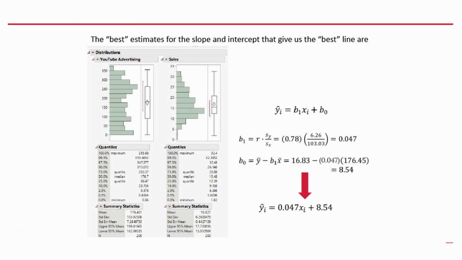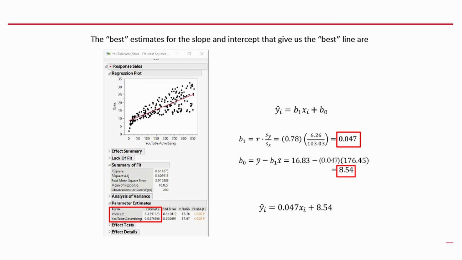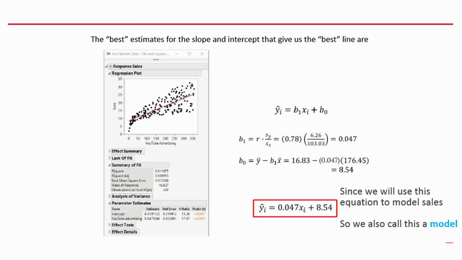So forming my line of best fit, I have y is equal to my slope, 0.047 times x, plus my intercept, 8.54. Now I have calculated this using JMP, and you can see that our intercept and our slope are actually very similar to what they found. I did some rounding, so a little bit off is to be expected, but pretty dang close even with rounding. And so this is the equation that we can use to predict sales based off of how much we spend on advertising.